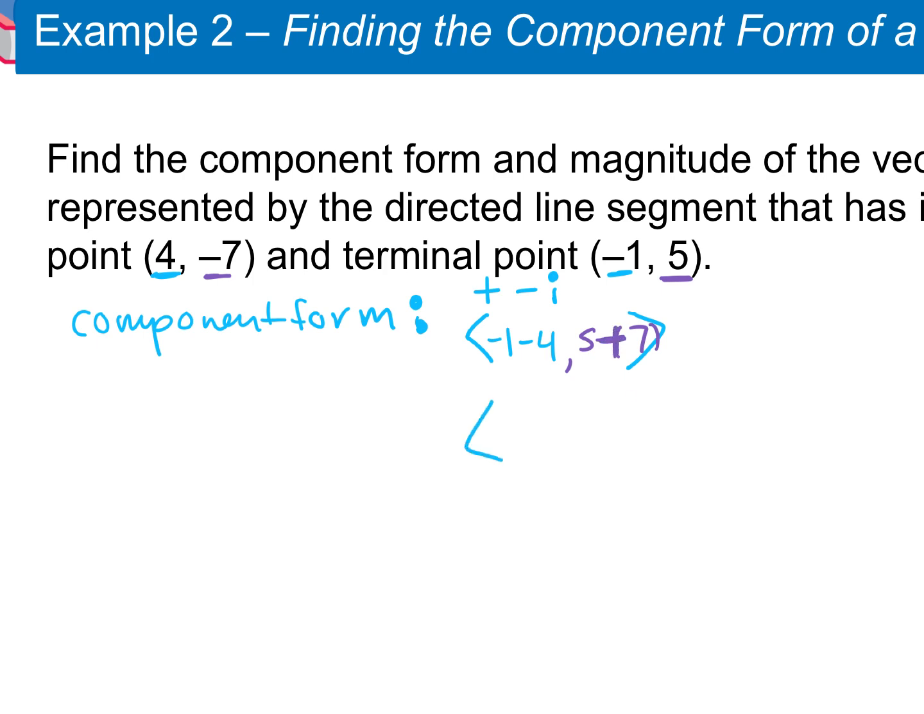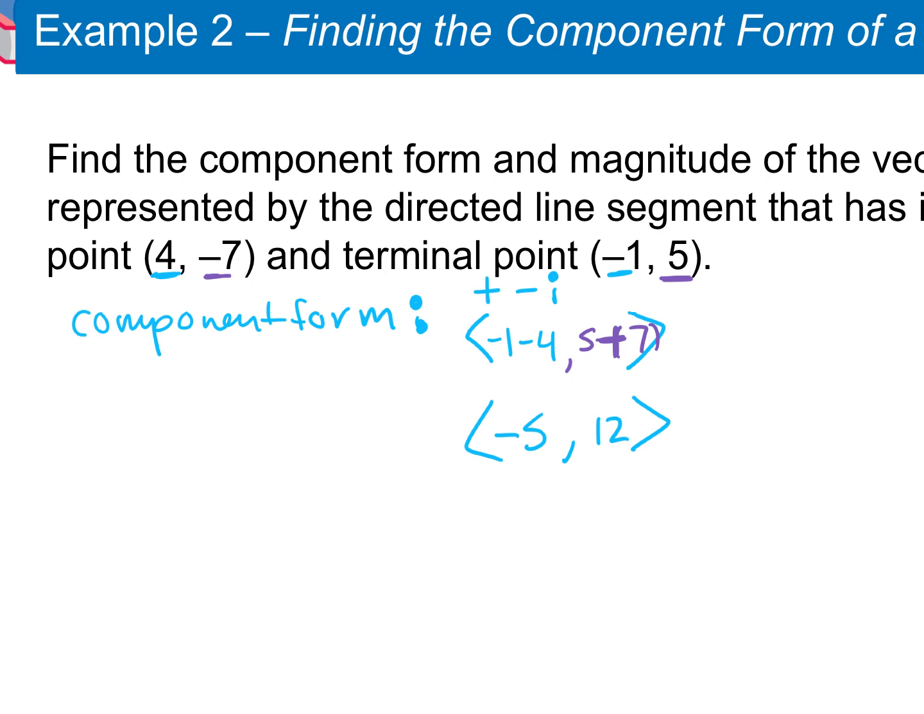So it's -1 minus 4, -5, and 5 minus -7, 12, because it's turning to 5 plus 7. So this would be our component form. With your component form, make sure you put the little brackets. Don't forget. You'll get points taken off. This is vector v that we're talking about.